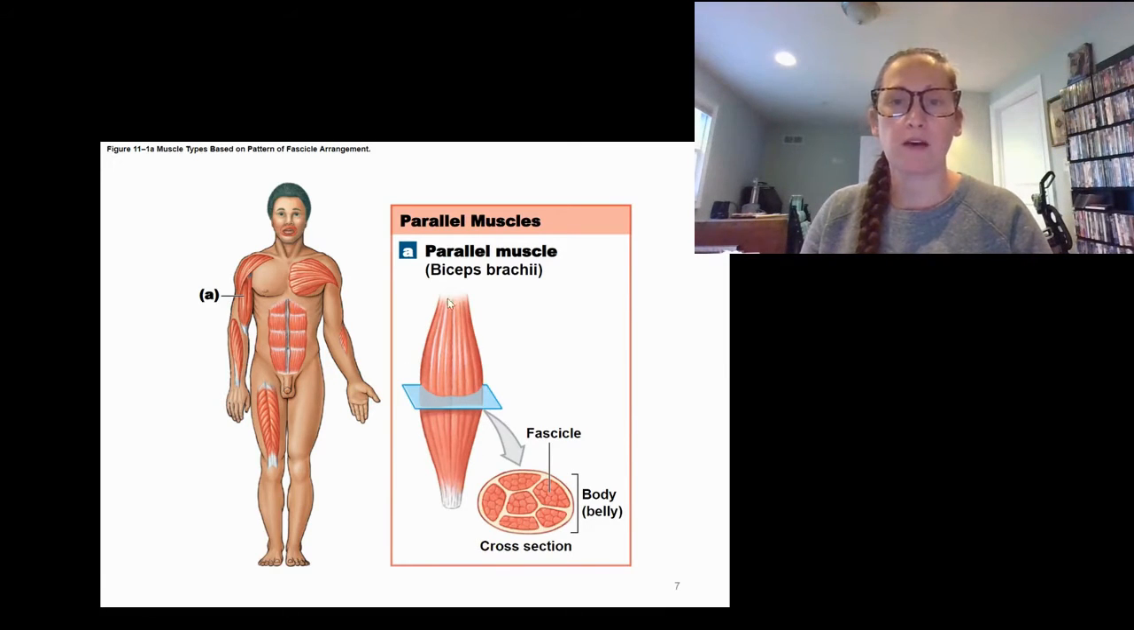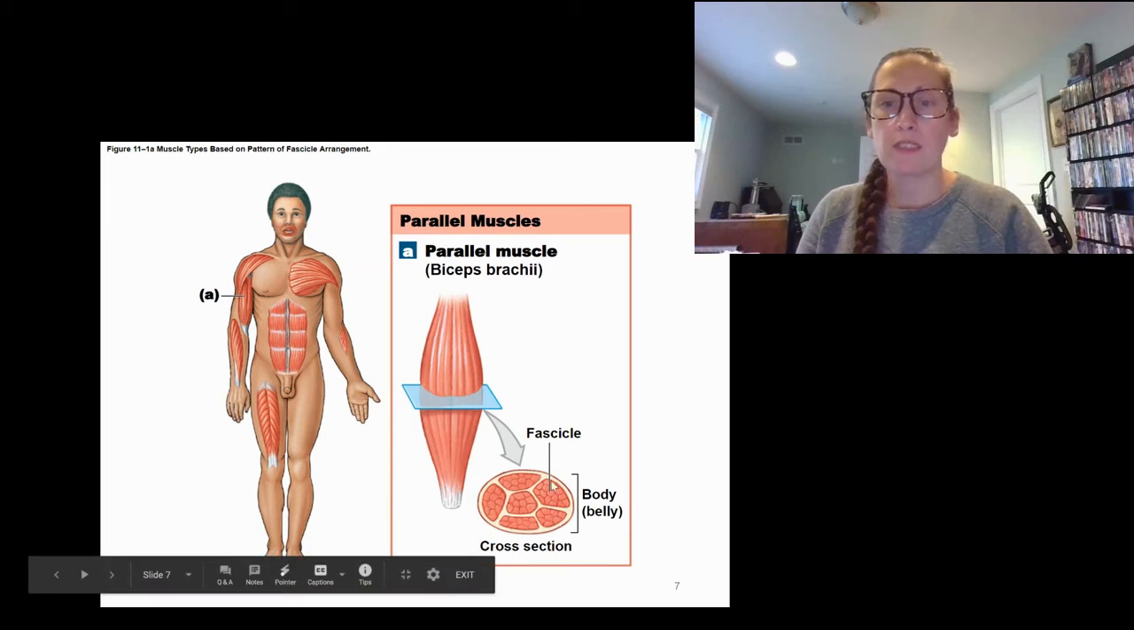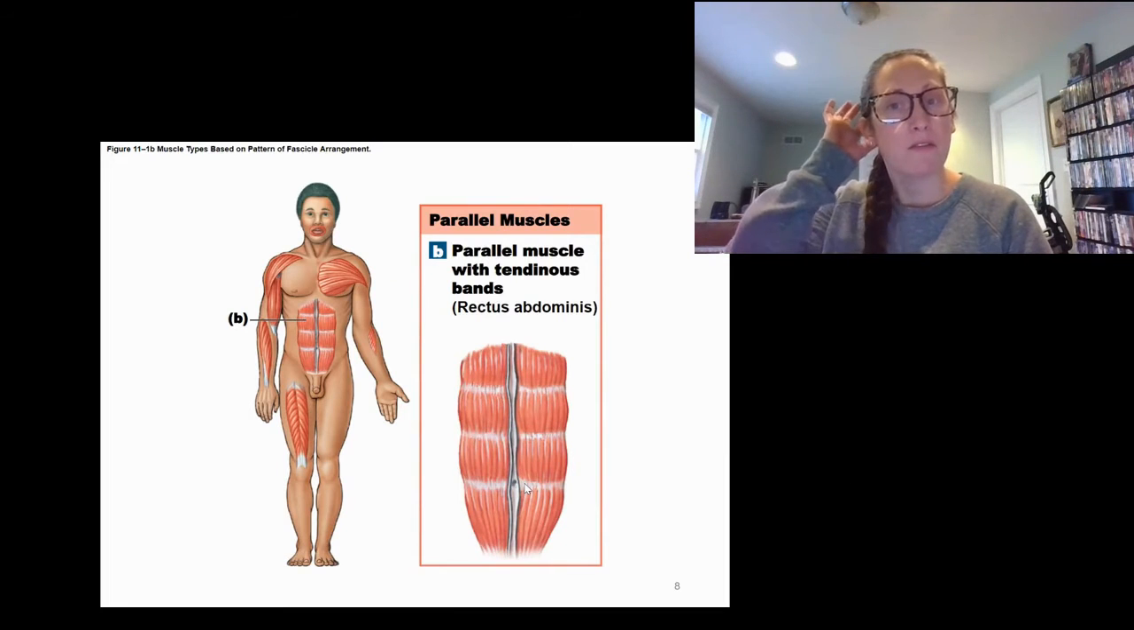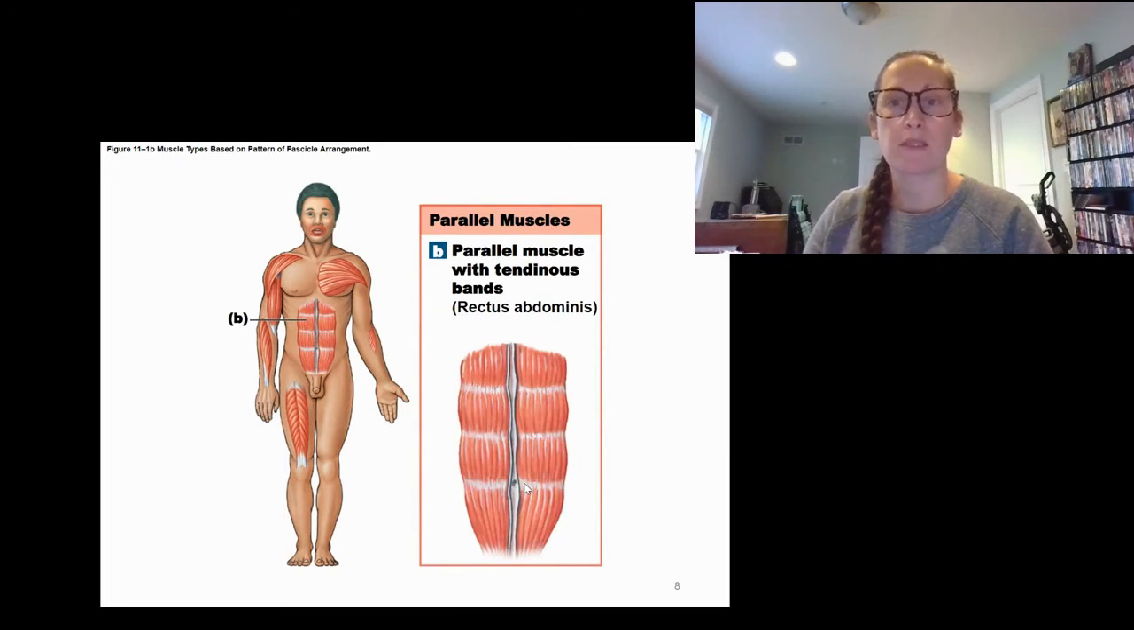So here is an example of parallel muscle fibers in fascicles, and you can see this is our biceps brachii, so our muscle here in our upper arm. And you can see the fascicle arrangement here in these parallel arrangements. Here is another type of parallel muscle. This is where we have tendons or banding in there, and this is our rectus abdominis muscle, or what people look for as a six-pack or a 12-pack, their abs, our most superficial abdominal muscle.